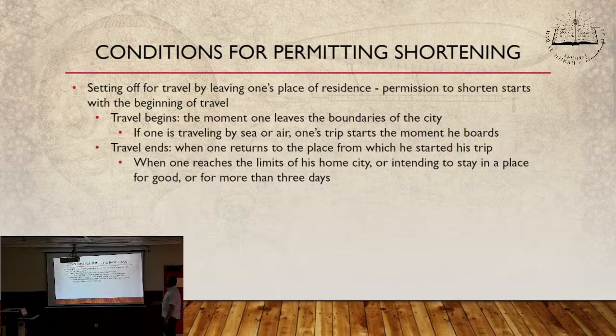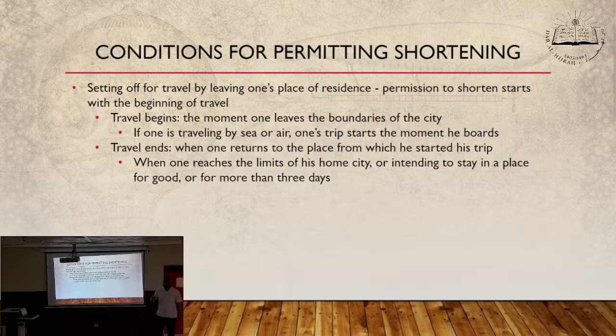So when one reaches the limits of his city, that's the example I'll give: from Virginia to Texas, Texas to Ohio, and then I went back to Texas. Even though Texas is not my home, I'm going to stay in Texas for, let's say, 7 days, intending to stay there more than 3 days. So the minimum amount of days that is going to consider me a traveler is 3 days, and that does not count the travel to and the travel from.